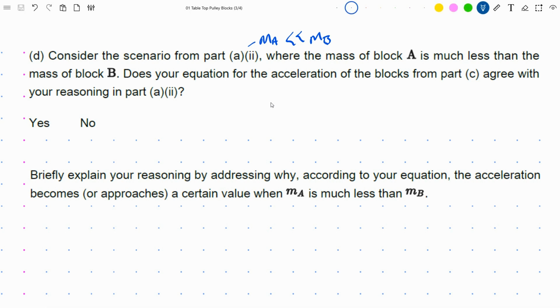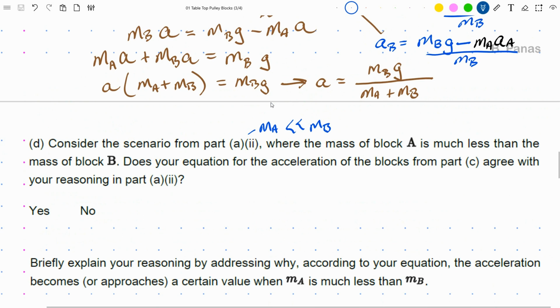The question is, does your equation for the acceleration of the blocks from part C, so what I just came up with a moment ago, right here, this expression for A, or this equation for A, does it agree with my reasoning way back then in that earlier part of the question?